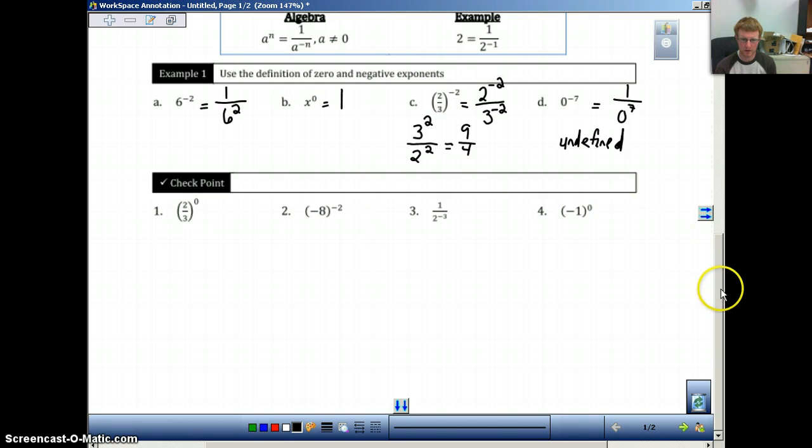Okay, so you have 4 to try on your own. So try those. Take a couple minutes to do that. Hit pause on the video and then just hit play when you're ready to look at the solutions. Again, try them on your own so you can see if you understand this or not.